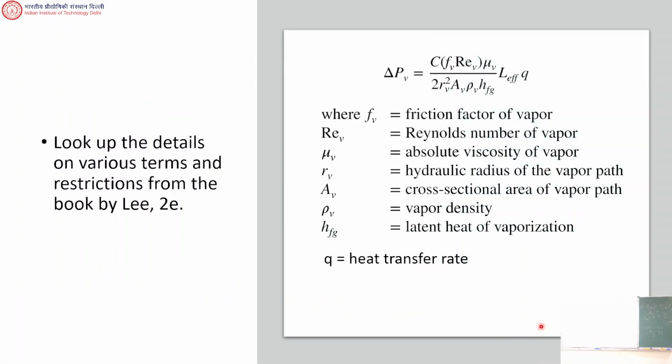This is delta PV, the vapor pressure drop, and it depends on the friction factor of the vapor flow. Then it depends on the Reynolds number for vapor. Vapor is flowing in the core of the heat pipe, right? And this is the viscosity of the vapor, the hydraulic radius of the vapor, etc. There's some constant C also, but you just look this up from the book. When we come to next Thursday's class, we'll do a problem like this where you just pick up the values and do these calculations, right?